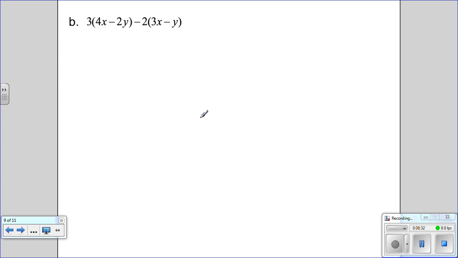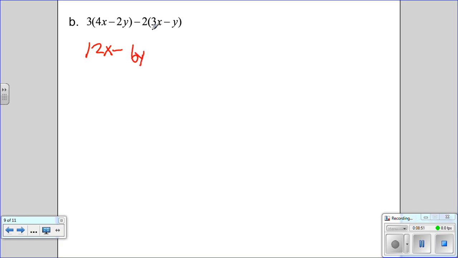Let's try one more of those. 3 times 4x minus 2y minus 2 times 3x minus y. We need to use the distributive property again here in 2 spots. 3 times 4x is 12x minus 3 times 2y is 6y.